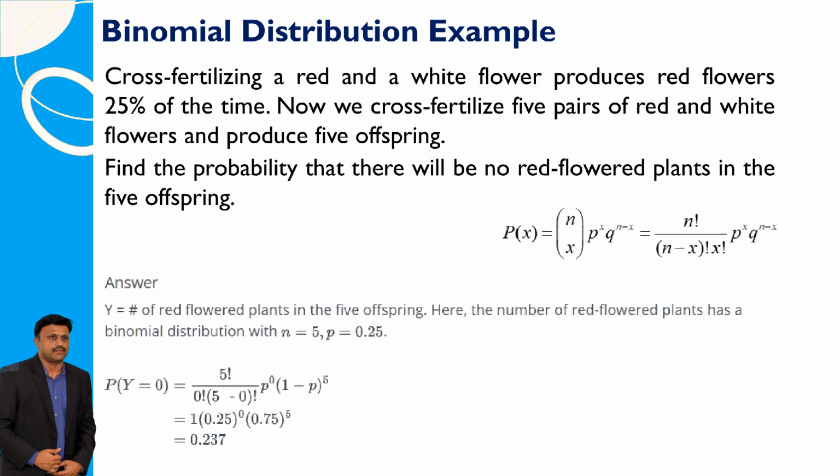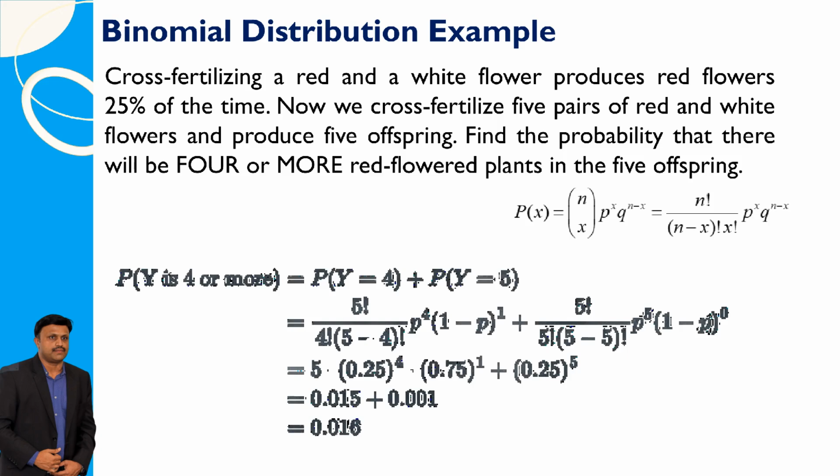When cross-fertilizing, red and white flowers appear 25% of the time. If we cross-fertilize 5 pairs of red and white flowers and produce 5 offspring, the probability of having no red-flowered plants among these offspring is 0.237.